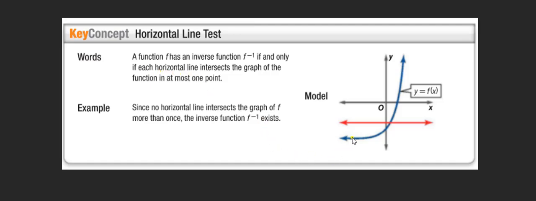So for example, this blue curve is a function f, which means that it has to pass the vertical line test to be a function. Now this function f will have an inverse function if it also passes the horizontal line test. In other words, when you draw a horizontal line, at most, it has to intersect at one point.